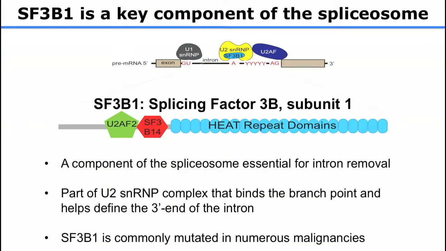So what is Sf3b1? Sf3b1 is a crucial splicing factor. As I mentioned, it's part of the U2 snRNP, which is important for binding the branch point site. It's an essential gene in all cells. It's important for splicing, not just intron removal, but all of splicing. What Sf3b1 is best known for is that it binds to the branch point site and helps to define 3' splice site recognition. The reason that we got interested in it is because this was found to be mutated in myelodysplastic syndrome in about 2011, 2012, but no one really understood why mutations in this splicing factor lead to hematologic malignancies.